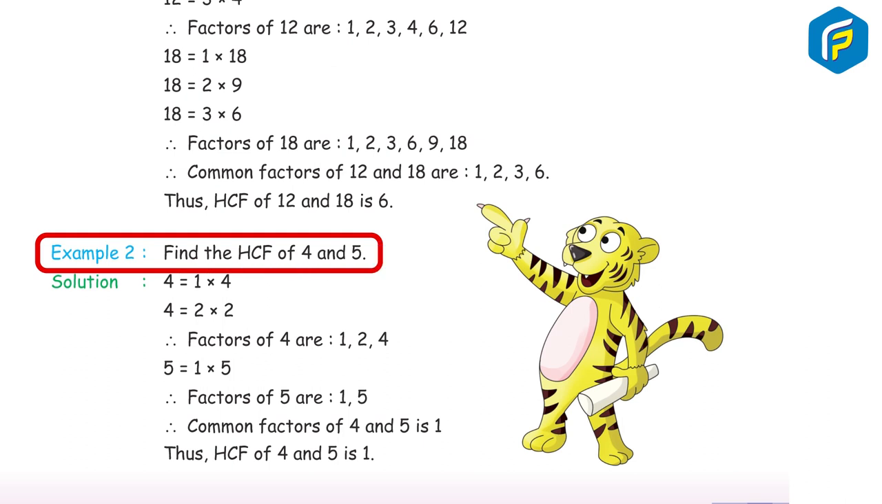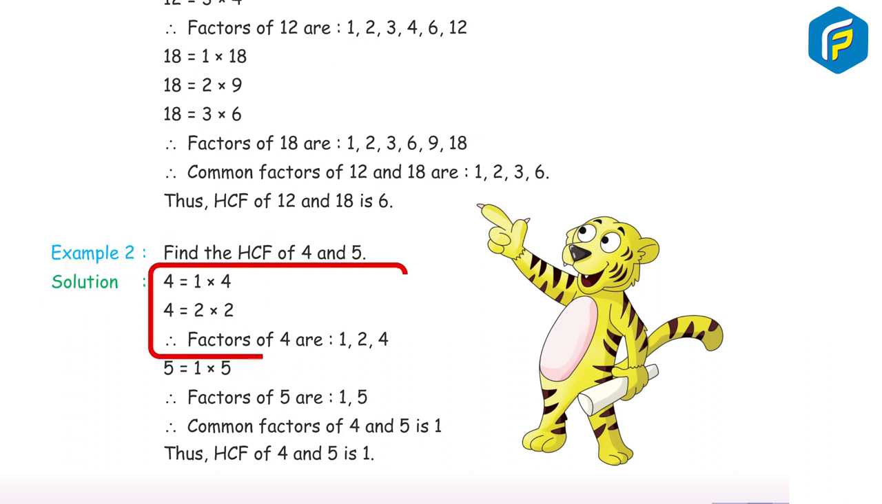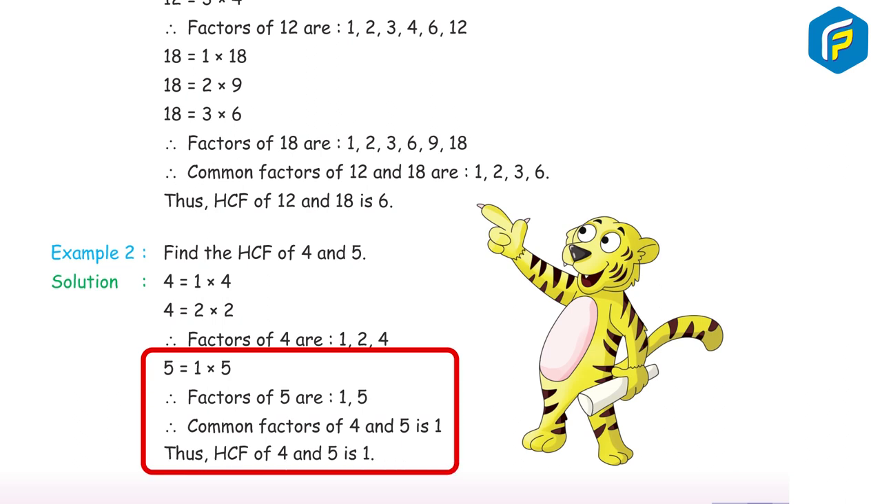Example 2. Find the HCF of 4 and 5. Solution. 4 = 1 into 4, 2 into 2. Factors of 4 are 1, 2, 4. 5 = 1 into 5. Factors of 5 are 1, 5. Common factor of 4 and 5 is 1. Thus, HCF of 4 and 5 is 1.